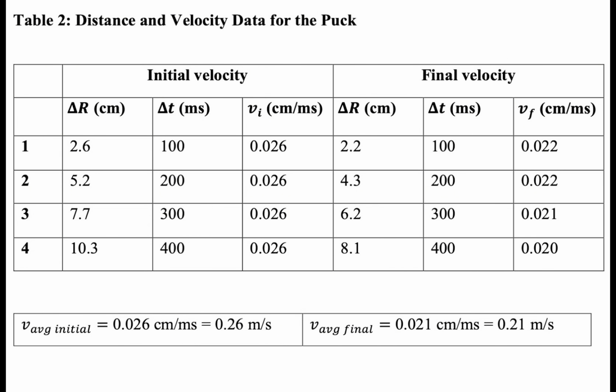I found the average initial velocity as 0.26 meters per second and the average final velocity as 0.21 meters per second. So when I calculated the initial velocity and the final velocity of the puck, I calculated the potential energy that was stored in the spring initially, and then I found the initial kinetic energy of the puck when it was released, and I found the final kinetic energy of the puck.